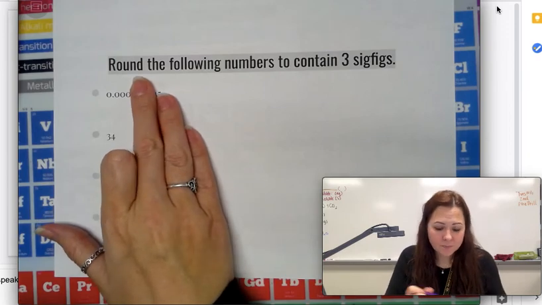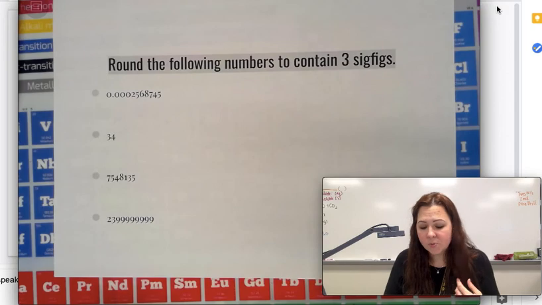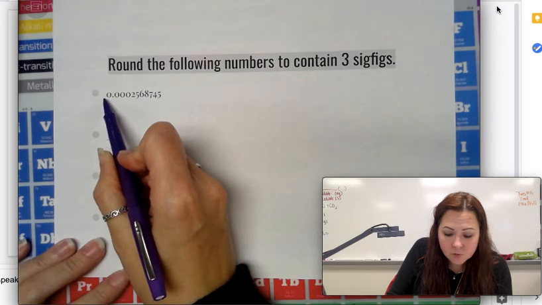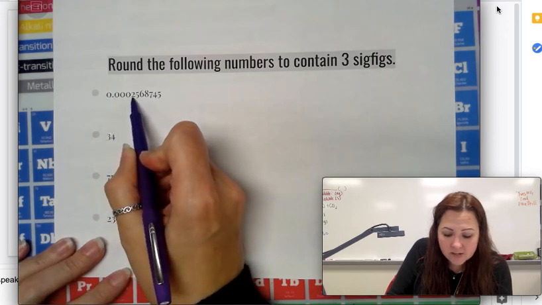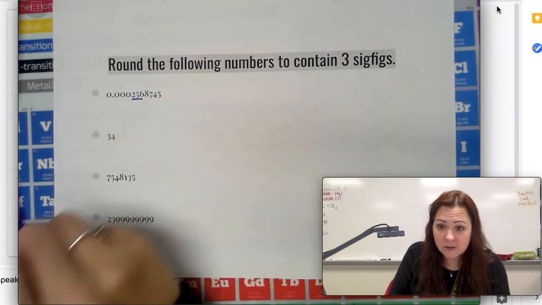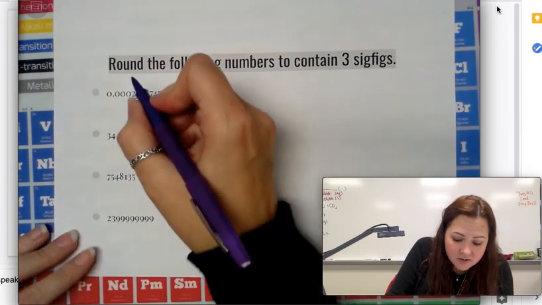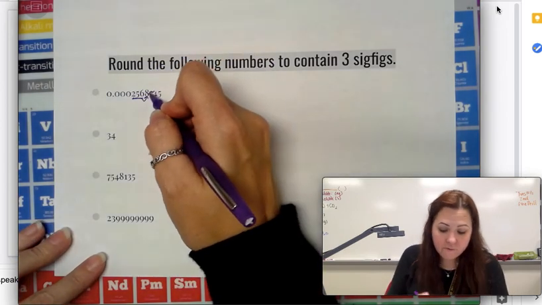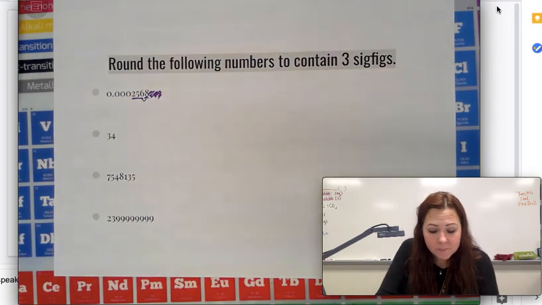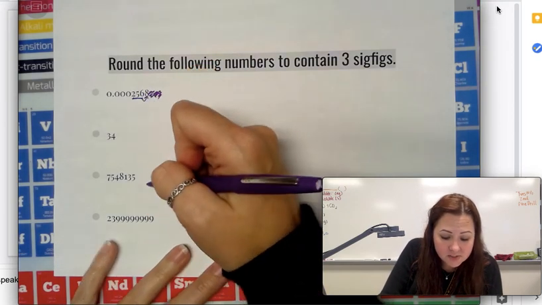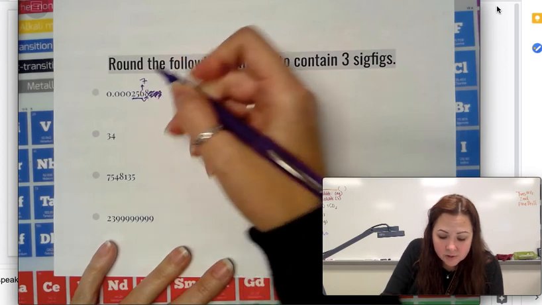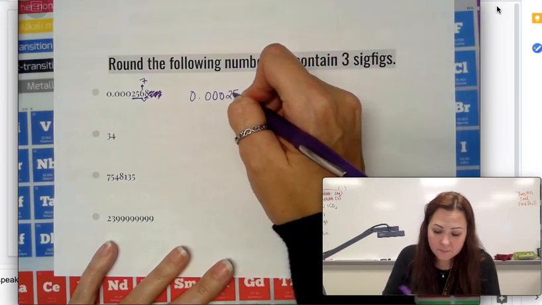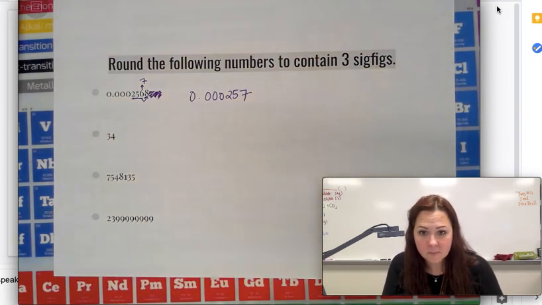Usually what I do is read from left to right, and as I read, I start counting my SigFigs. My first real numbers, the 2, the 5, the 6, are my first 3 SigFigs. I'm going to use the 8 next door to round. Remember, you only look at the next door neighbor. I'm going to ignore the 7, the 4, the 5, because those are going to disappear anyways. The 8 makes the 6 go up to a 7. So my answer here is 0.000, no SigFigs there, then 2, 5, 7 for 3 SigFigs.